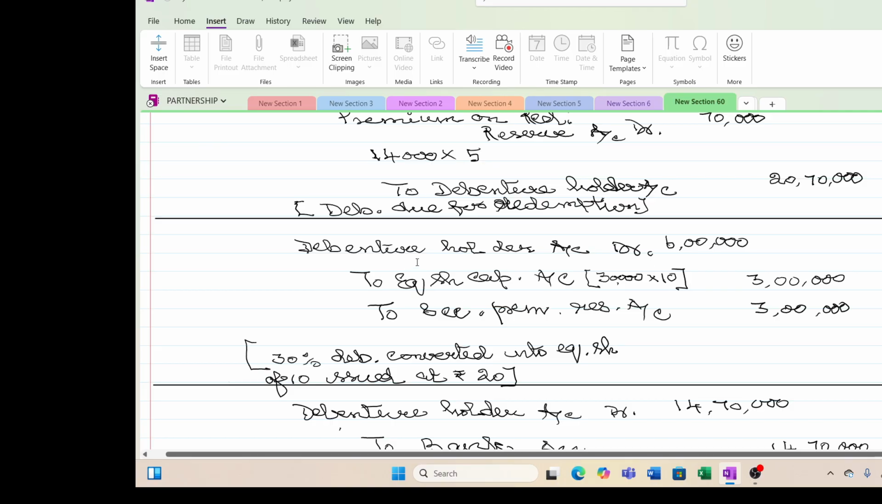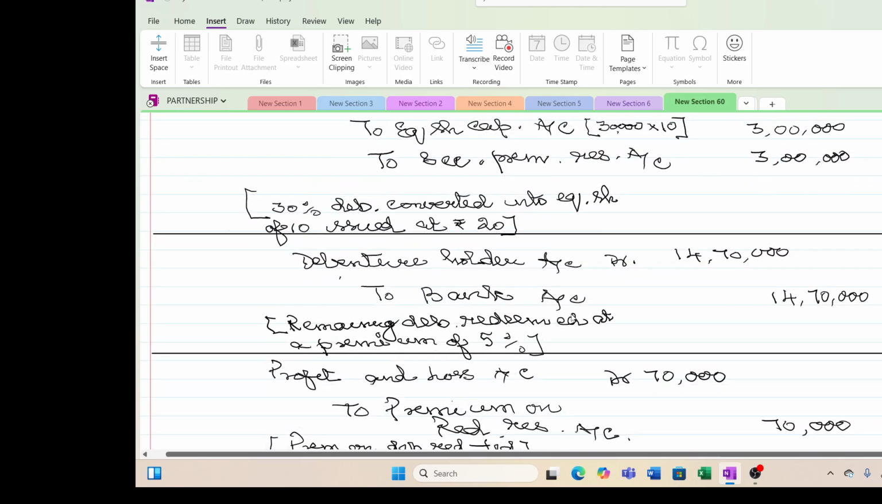So we are giving a journal entry for conversion. The debenture holder account will be debited, and instead of making payment in cash, we are going to give them equity shares. Always the share capital will be credited with the nominal value, that is 10 rupees. The premium amount will go to the securities premium reserve account, that is another 10 rupees. Hope it's clear to all of you.